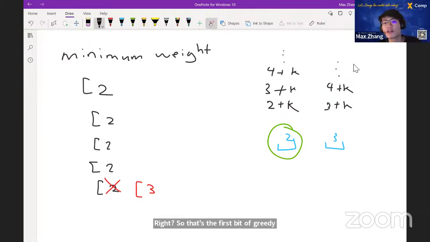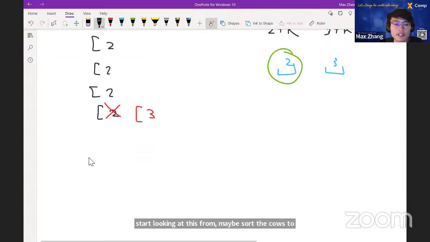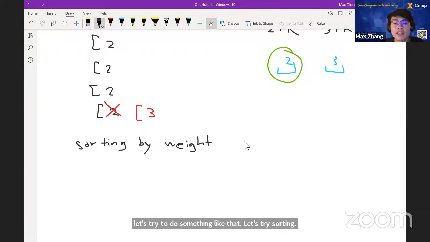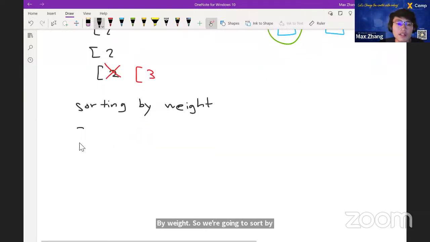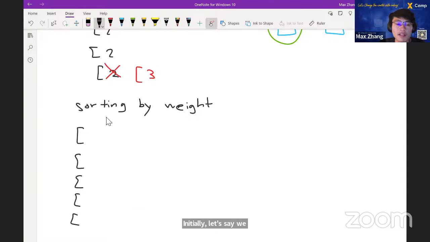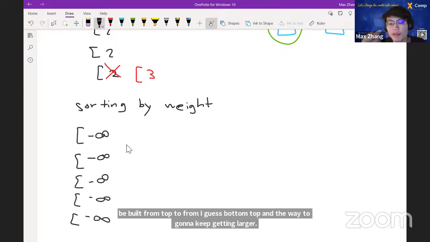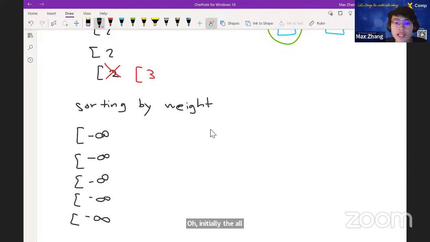And so this kind of motivates us to maybe sort the cows and consider them from smallest weight to largest weight. So let's try doing something like that. Let's try sorting by weight. We're going to have a bunch of towers. Initially, let's say they all have negative infinity at the top. So the idea is that these towers are going to be built from, I guess, bottom to top, and the weights are going to keep getting larger. Initially they all have negative infinity because you can place anything on top of them. There is no restriction.